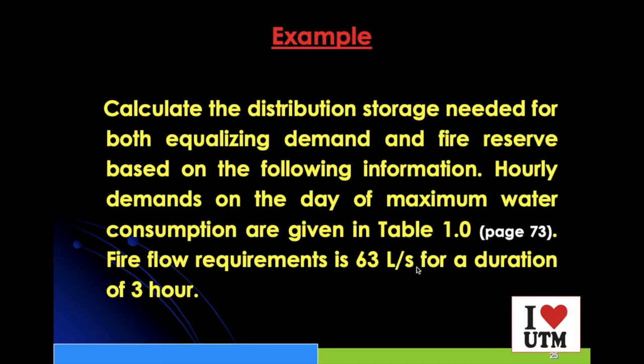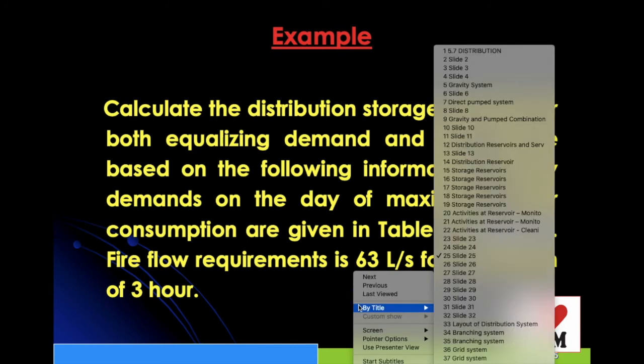So this is the flow rate, 63 liters per second, times the duration of 3 hours. So you need to multiply with the conversion factor. Hour and second do not match. That means you have to multiply by a certain value until seconds and hours cancel each other out. And then that value in liters needs to be changed into cubic meters. So let's try to do that first.